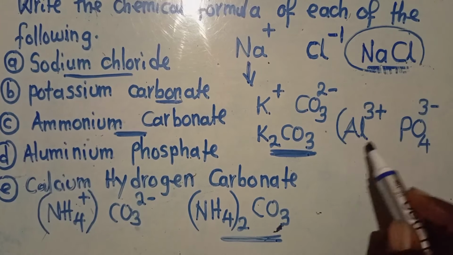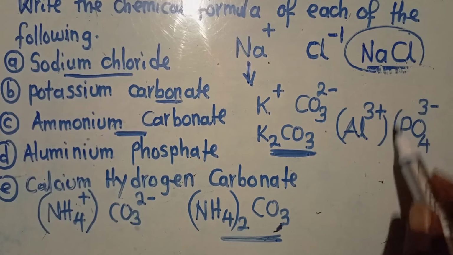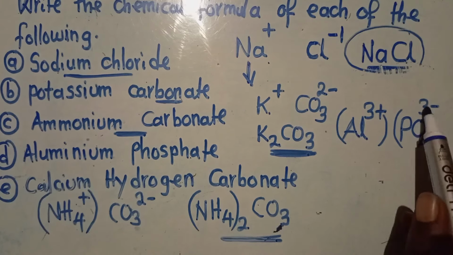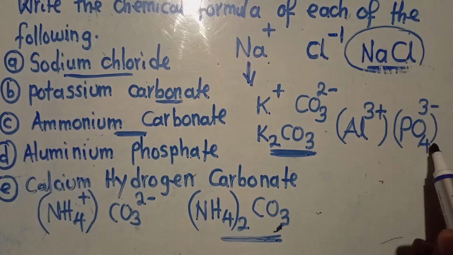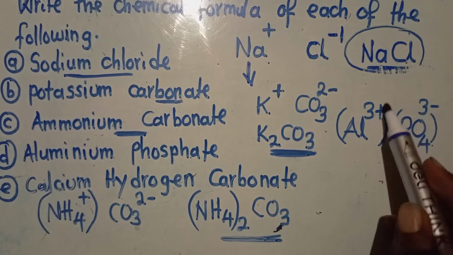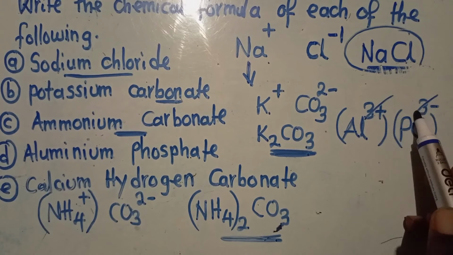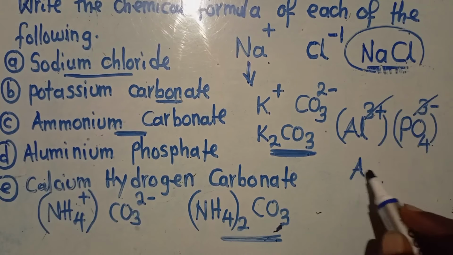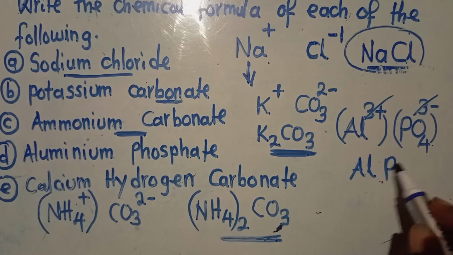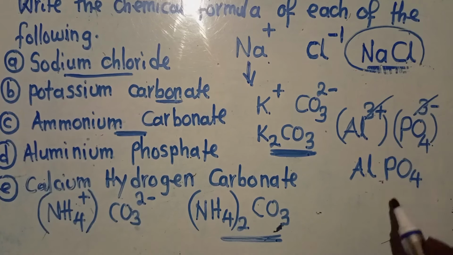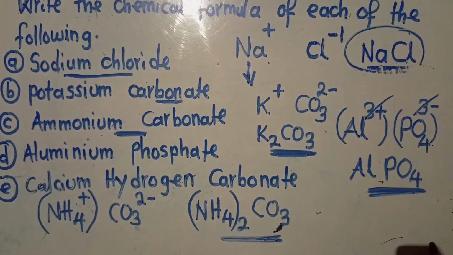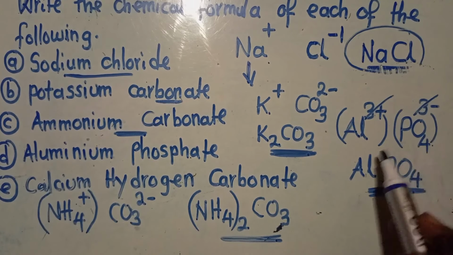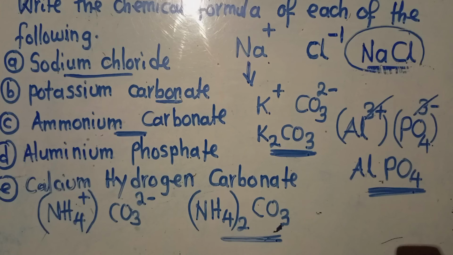So when you do this, when you put these in brackets, this 3 goes there, this 3 goes there. But since they are 3, 3, it's just a matter of cancelling them so that we just remain with this one. Then there's no need of putting brackets, aluminium phosphate like this. No need of putting brackets because we have already cancelled them. So this is what you are supposed to know. These are some of the things you need to get and understand.